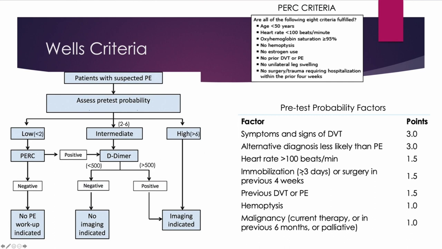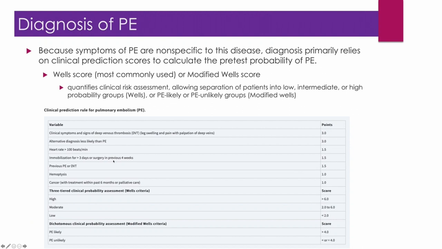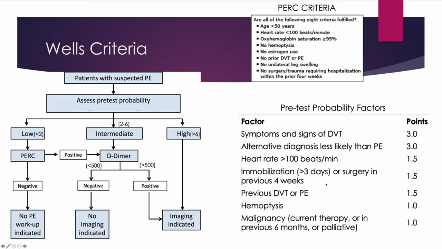So these are the same things that we just saw here. These are assigned point values. Same things that we see here, just a different chart. So what are the major factors that we are adding up to come up with this pretest probability score? One, signs and symptoms of DVT. That's assigned 3 points, and this is DVT, not PE, DVT.